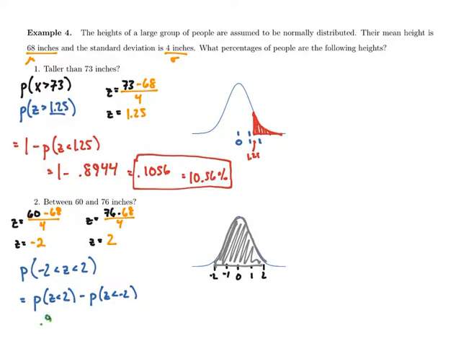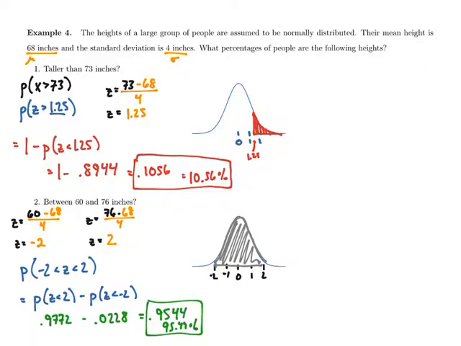So 0.9772 minus 0.0228, which is 0.9544, or 95.44%.